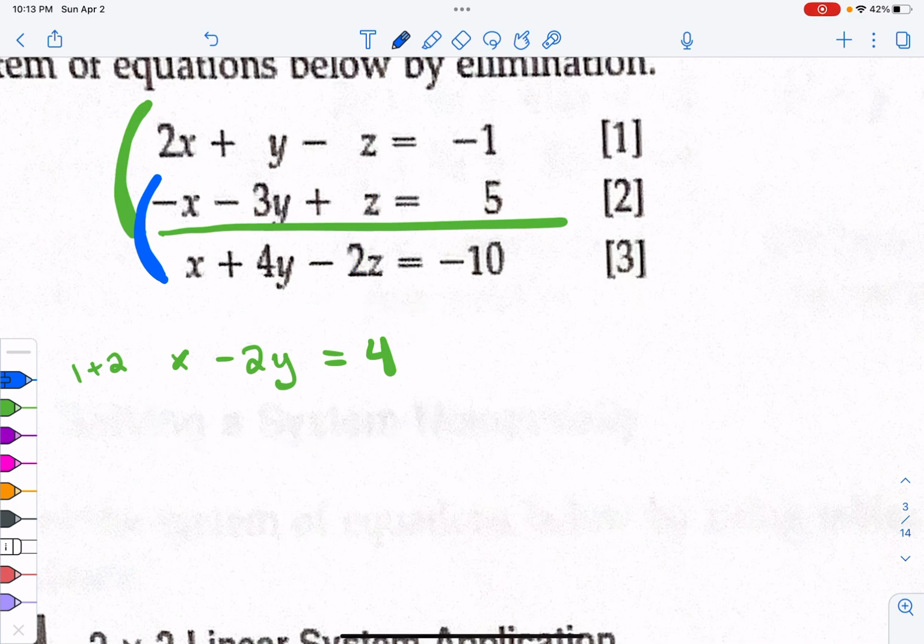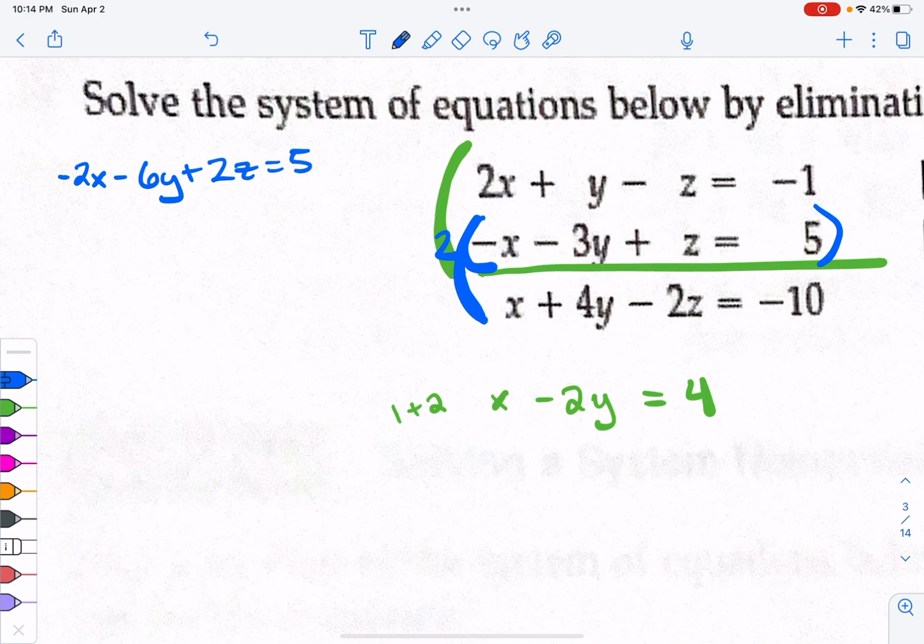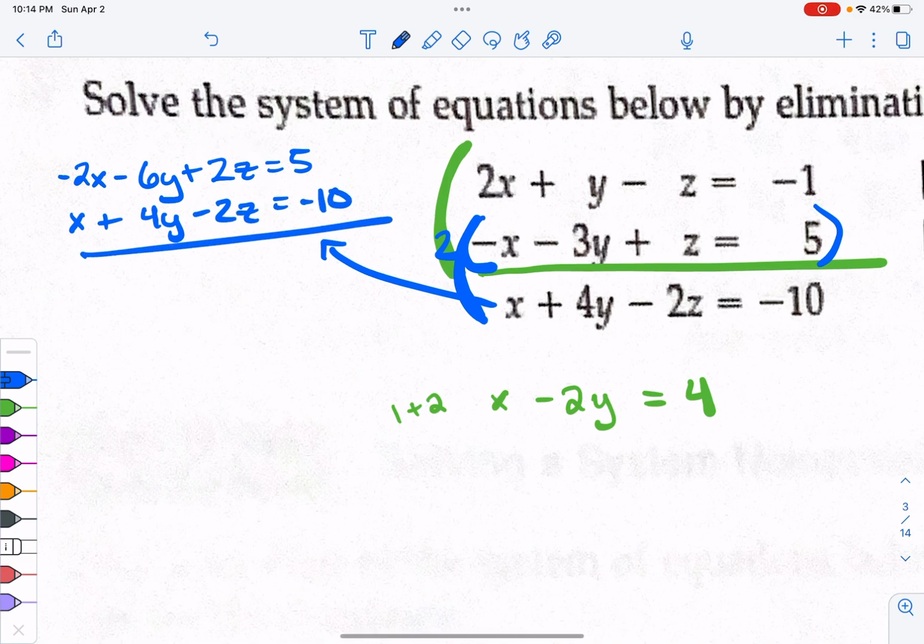So what I'm going to do is multiply this middle equation by 2. I'm going to do some side work over here. If I multiply that middle equation by 2, I get negative 2x minus 6y plus 2z equals 5. And then I'm going to put the third one right below it: x plus 4y minus 2z equals negative 10. Now I have it where my z's will cancel with each other, okay? So I end up with negative x minus 2y equals negative 5. And I'm going to put that down here: negative x minus 2y equals negative 5.